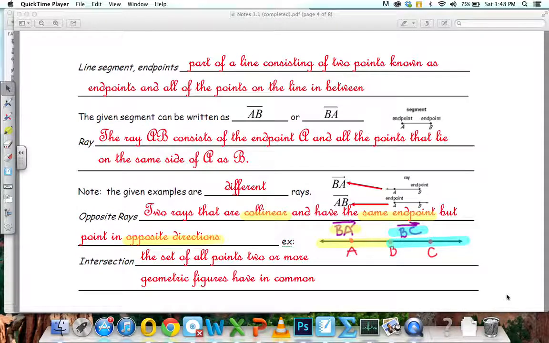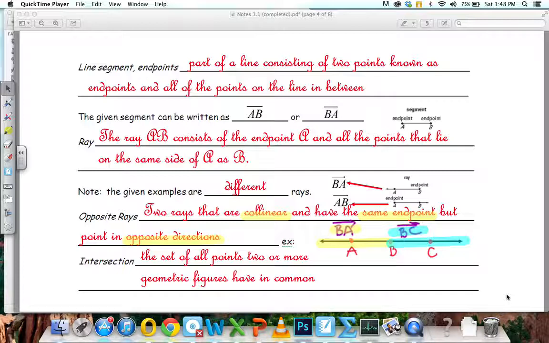All right, we're also going to talk about line segments and endpoints. Line segments are the part of the line consisting of 2 points known as endpoints and all of the points on the line in between. And when we write a line segment, we use those 2 endpoints and we have a line above it, but notice now my 2 arrowheads are missing. And again, the order doesn't matter, AB or BA.